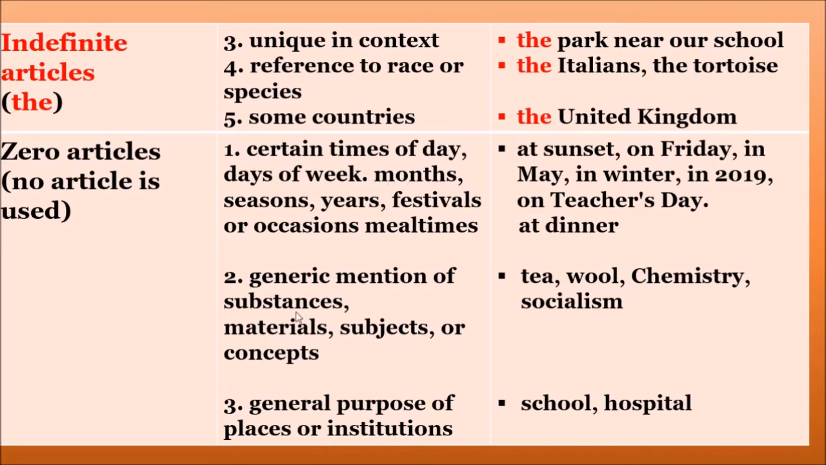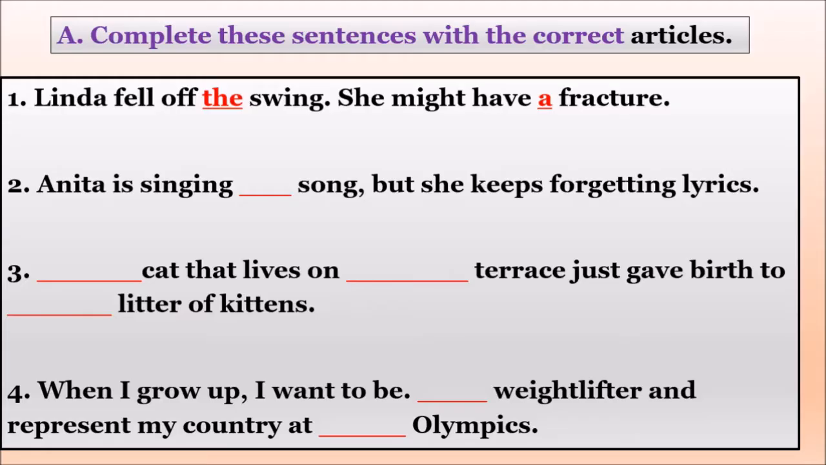And generic mention of substances, materials, subjects or concepts, like tea, wool, chemistry, socialism. Also the general purpose of places or institutions, like school and hospital. For these general-purpose places or institutions, we will not use any articles in front of them. Okay guys, now open the exercise part and let us do the exercise.